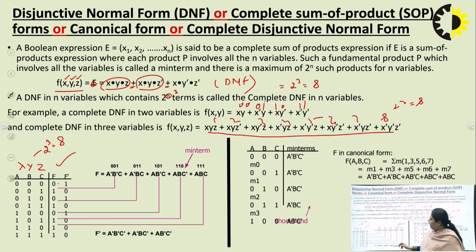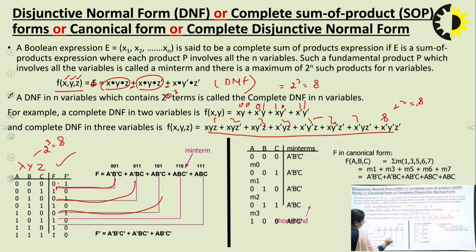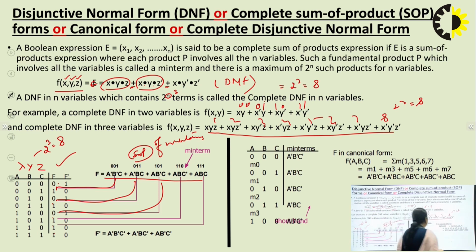Now for the function f, we have to choose min terms. So what are the min terms here? The ones, so we have chosen these. So this is the sum of products of min terms. In min terms, we choose 1, and for max terms, we choose 0.